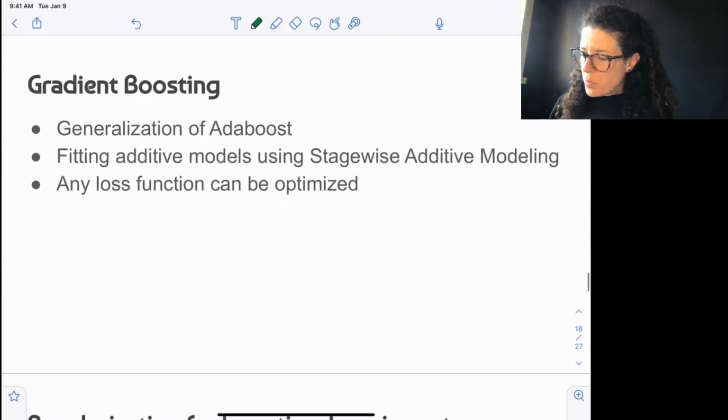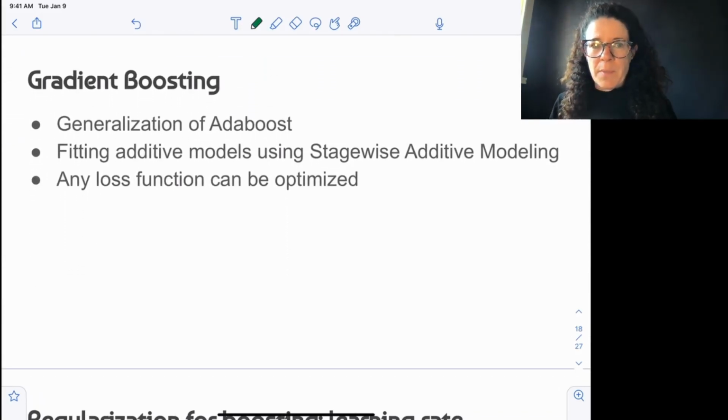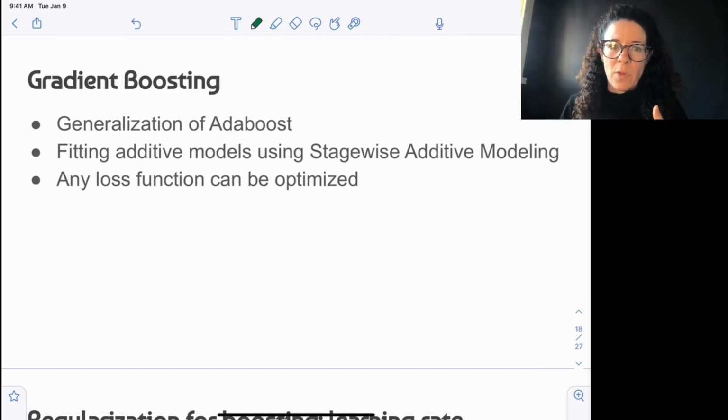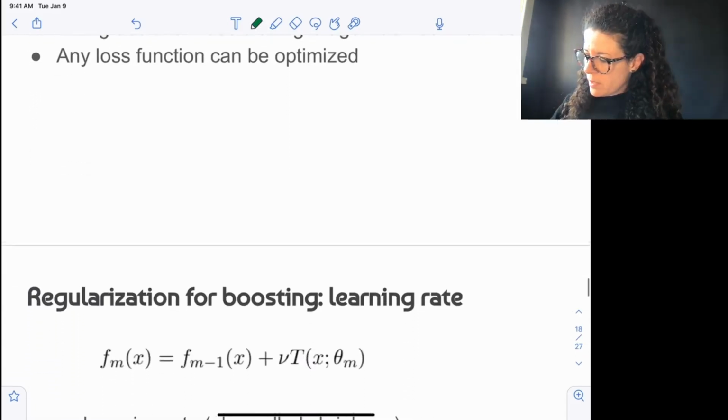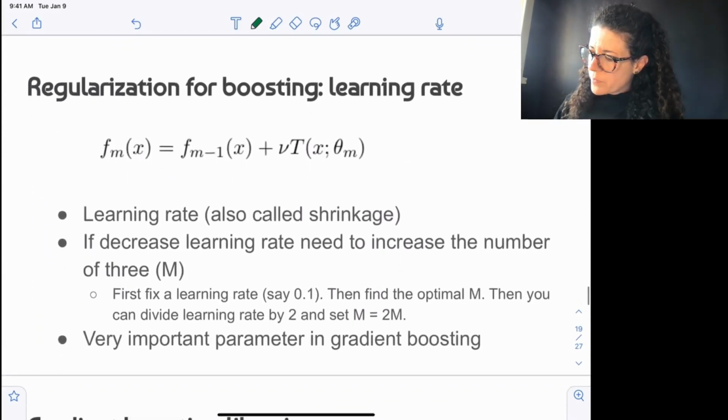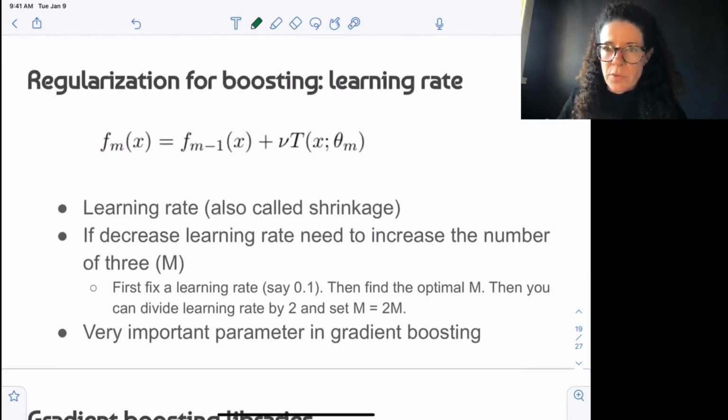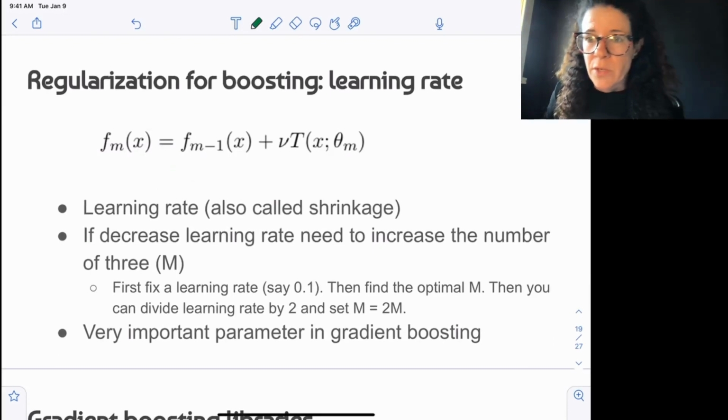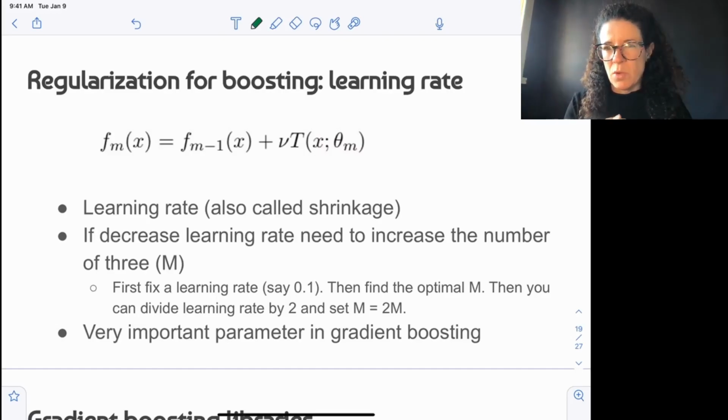Okay, so as we have seen before, gradient boosting is a generalization of AdaBoost. It is fitting an additive model using stage-wise additive modeling. It can be applied to any loss function. Usually the way we actually use boosting is that we also have learning rates. So instead of fitting every tree, we fit every tree, but we multiply that tree by a small constant. It's called the shrinkage.